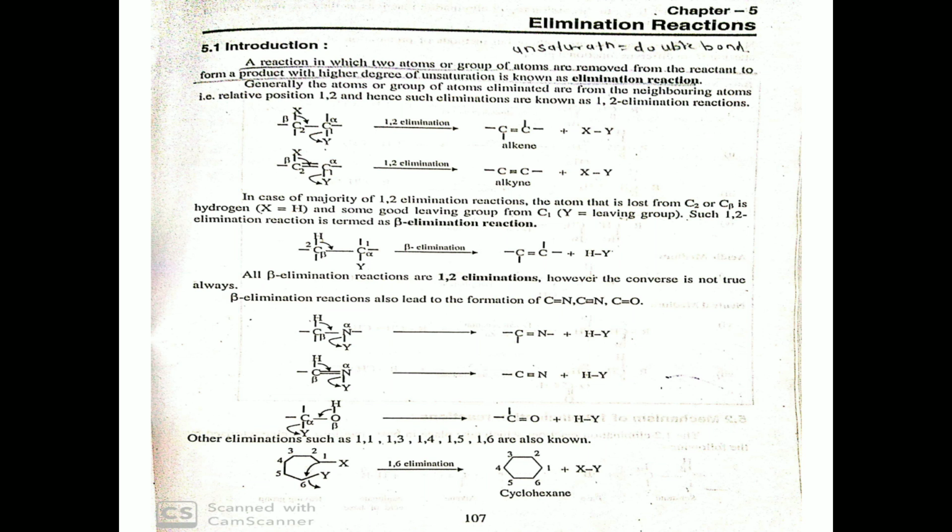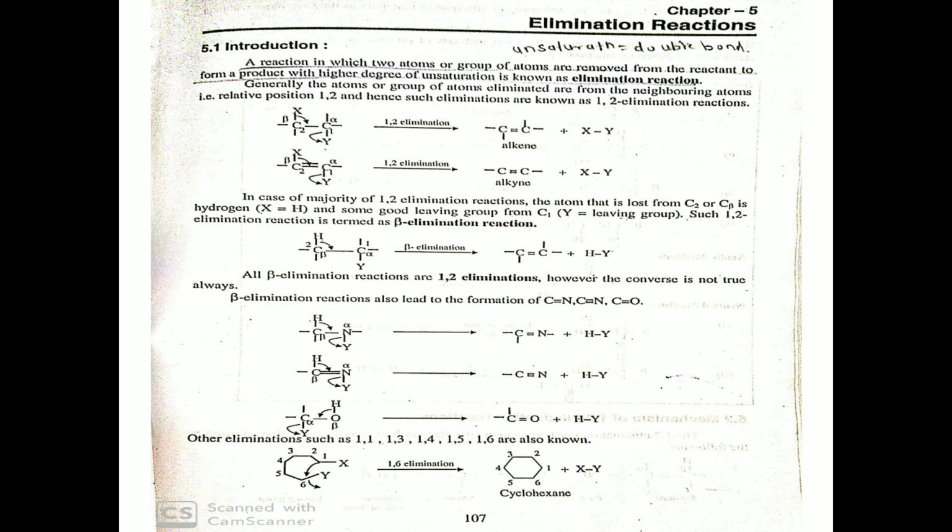the carbon bearing the leaving group is called the alpha carbon, and the carbon adjacent to it is called the beta carbon. The base abstracts the beta hydrogen, then the carbon-carbon double bond is formed and the leaving group is removed. This reaction is called beta elimination reaction or 1,2 elimination reaction.